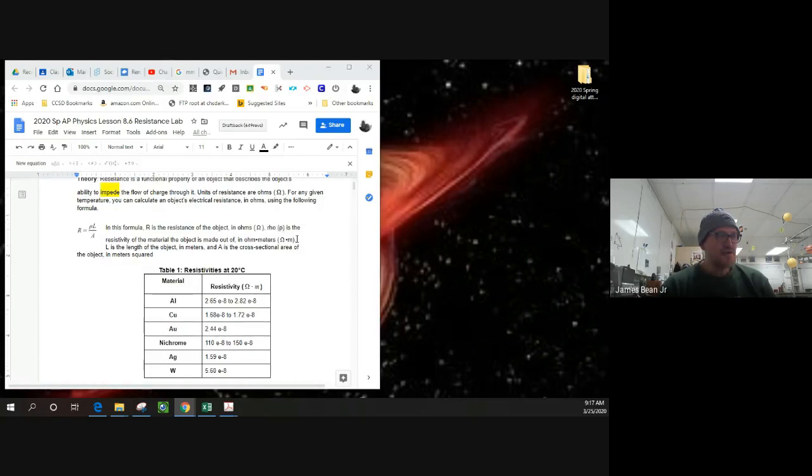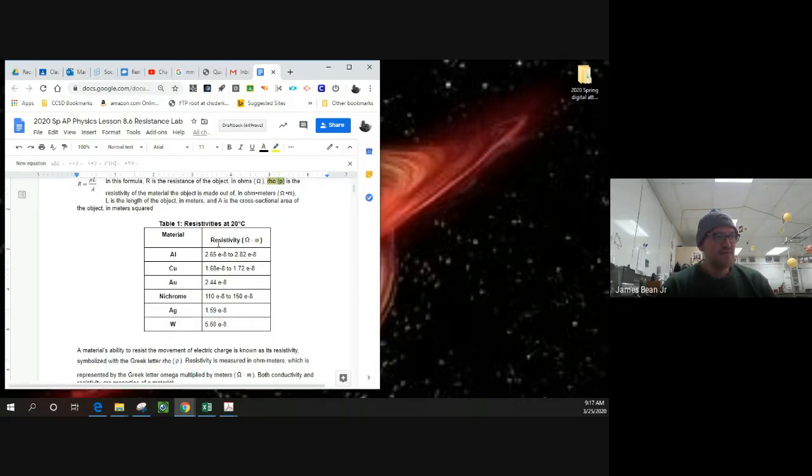So let's go back over here. This is rho right here. Let me highlight that and let's make it yellow. So this rho is what's found here in the table. So this is resistivity. In fact, let me go ahead and put in rho into this table here so we can see it better. Okay, all right, there we go. So that's rho, and it has various ranges here. Okay. And this is at 20 degrees Celsius.